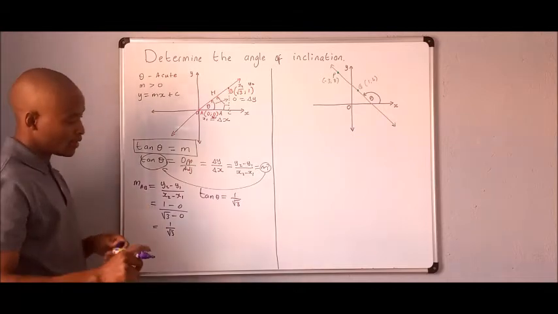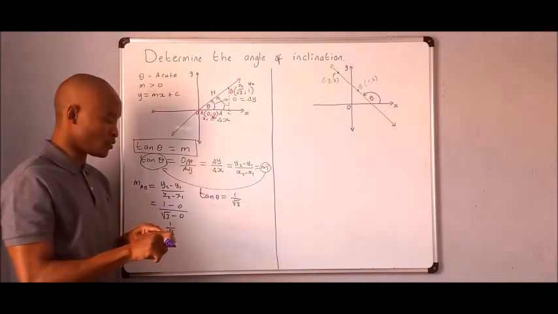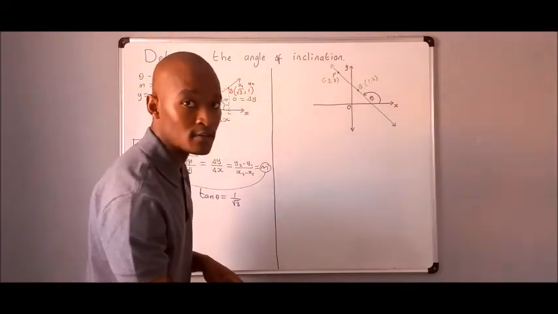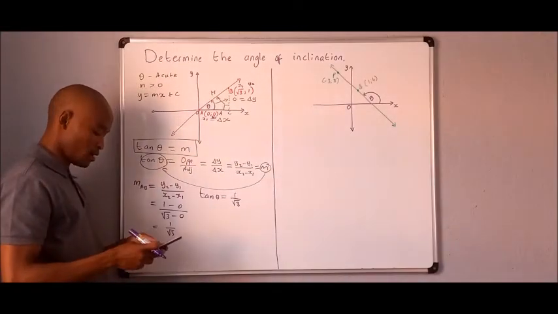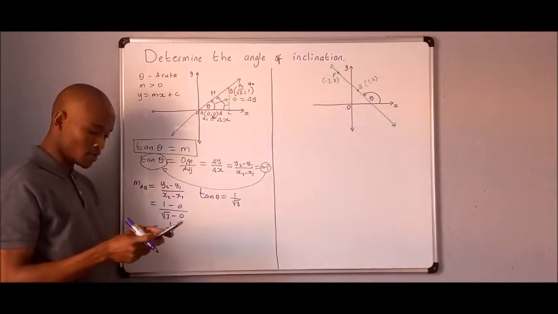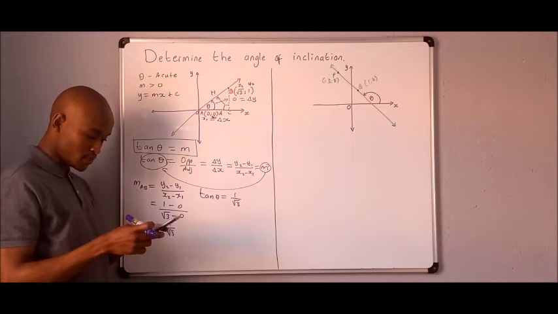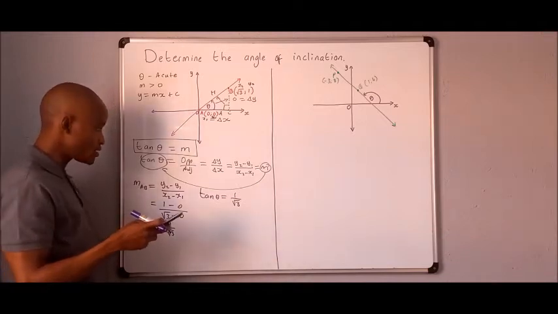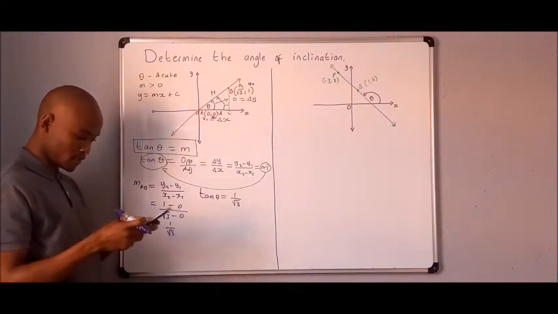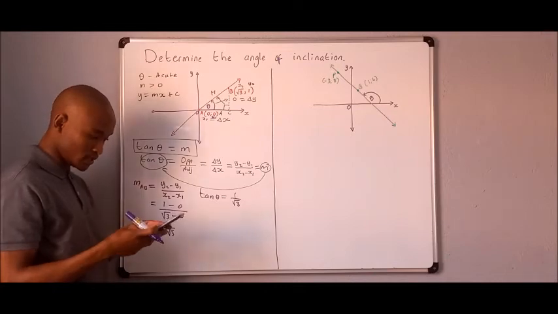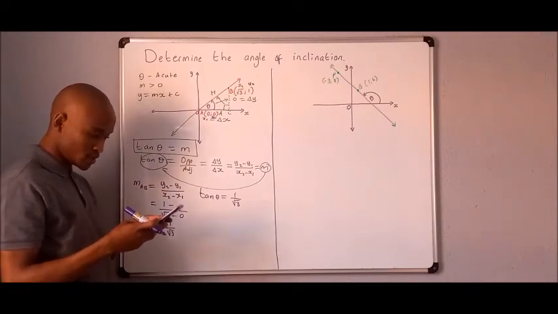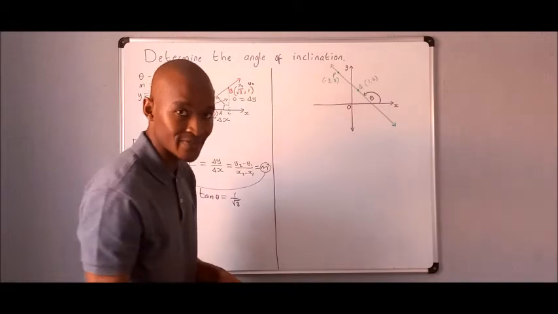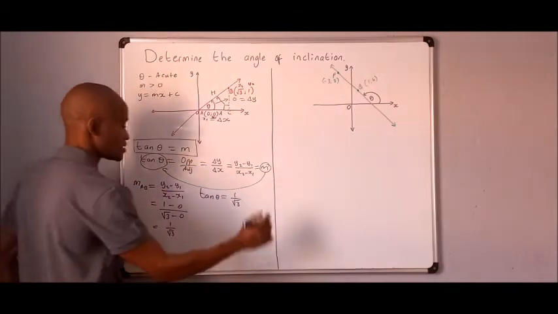And we now need to take the inverse, or the arctan. So we can take out our calculators now and type in there tan inverse 1 divided by root 3. So what do we get? We get 30 degrees.